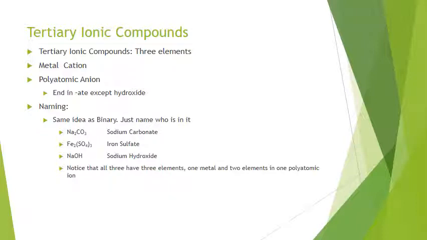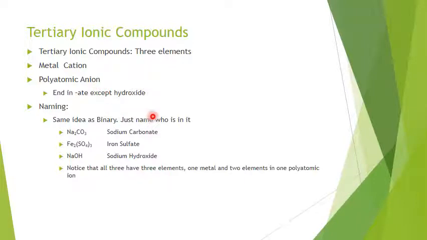The last section is the tertiary ionic compounds. These have 3 elements. One of the elements will be a metal. The other 2 elements will be found in a polyatomic ion. So I told you to really memorize the polyatomic ions. They're anions, they have a negative charge. Remember that they all end in -ate except for hydroxide. So all of these will have a metal and a polyatomic ion.